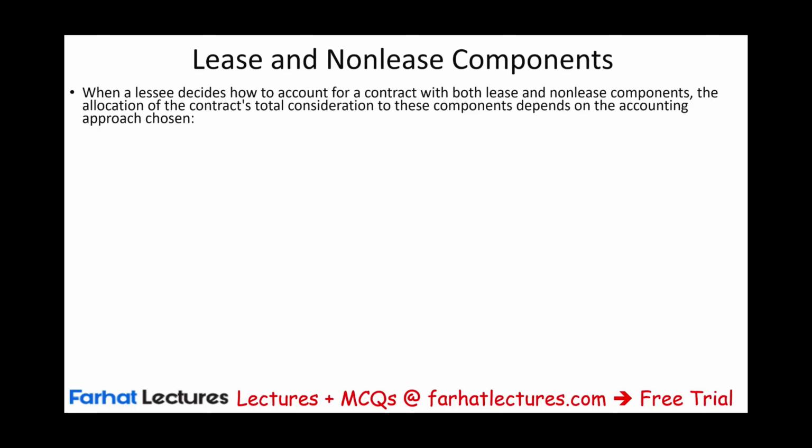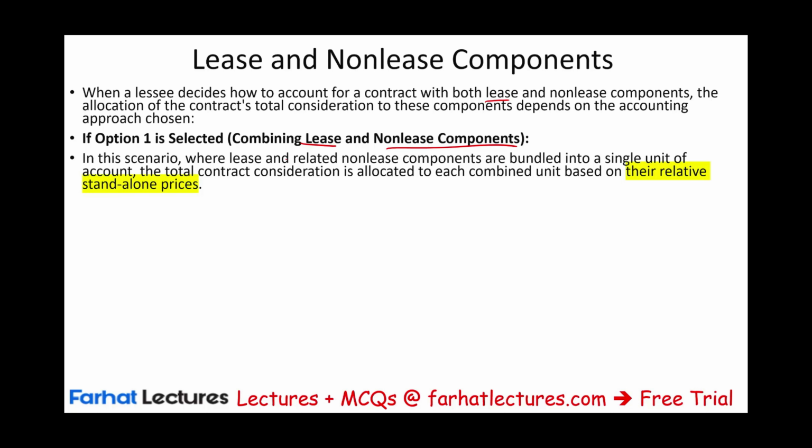When a lessee decides how to account for a contract with both lease and non-lease components, the allocation of the contract's total consideration to these components depends on the accounting approach chosen. Remember, once we determine the payment, how are we going to split the payment? Well, if option 1 is selected, it means combining the lease and non-lease components. So now what we have is a lease asset. In this scenario, where the lease and related non-lease are bundled into a single account, the total contract consideration is allocated to each combined unit based on the relative standalone prices.